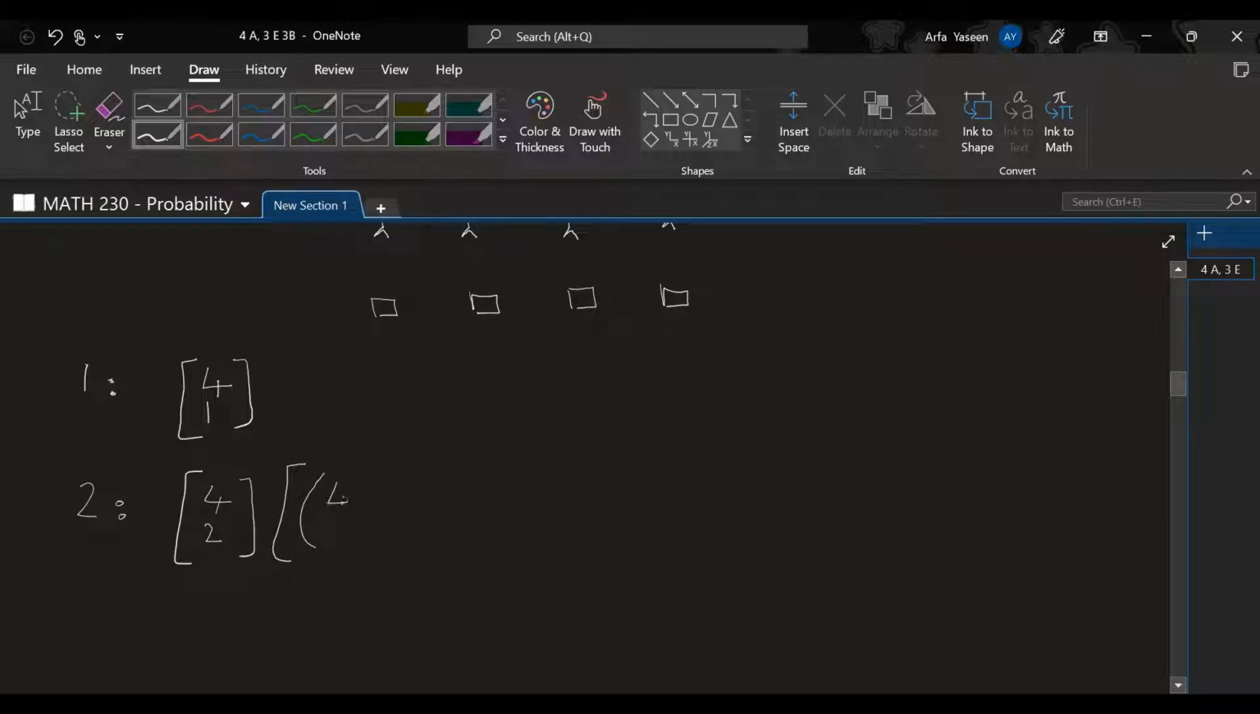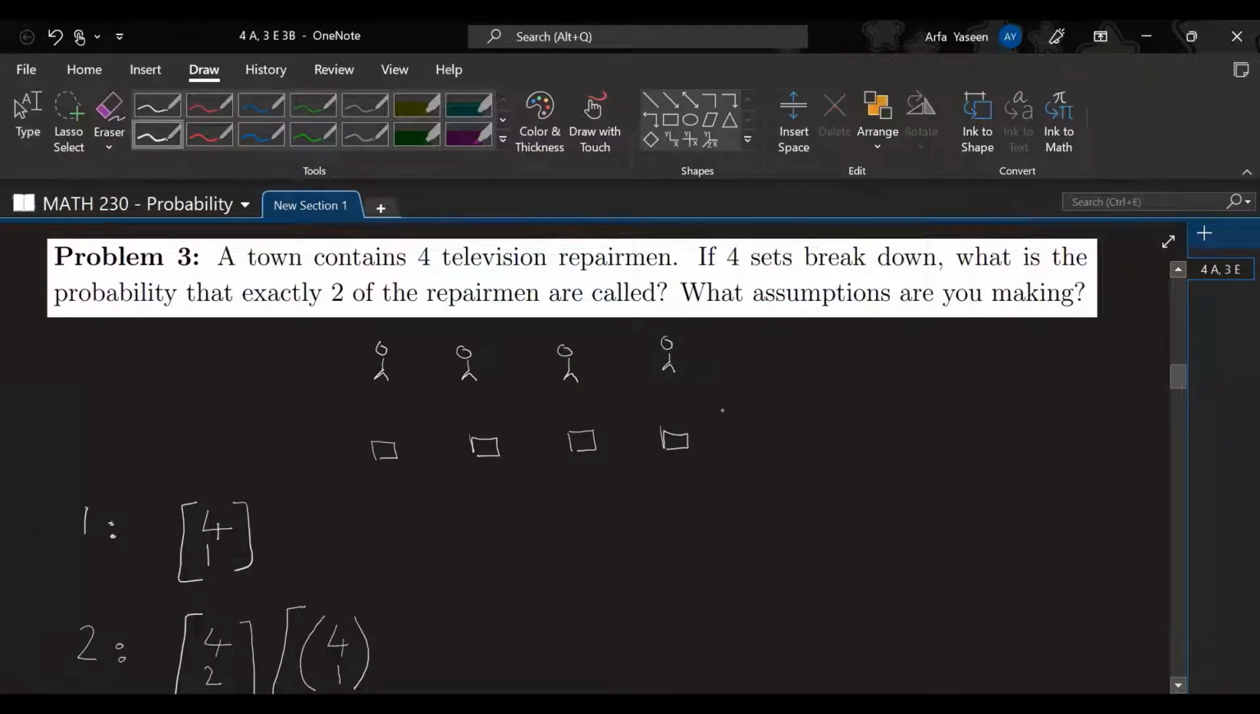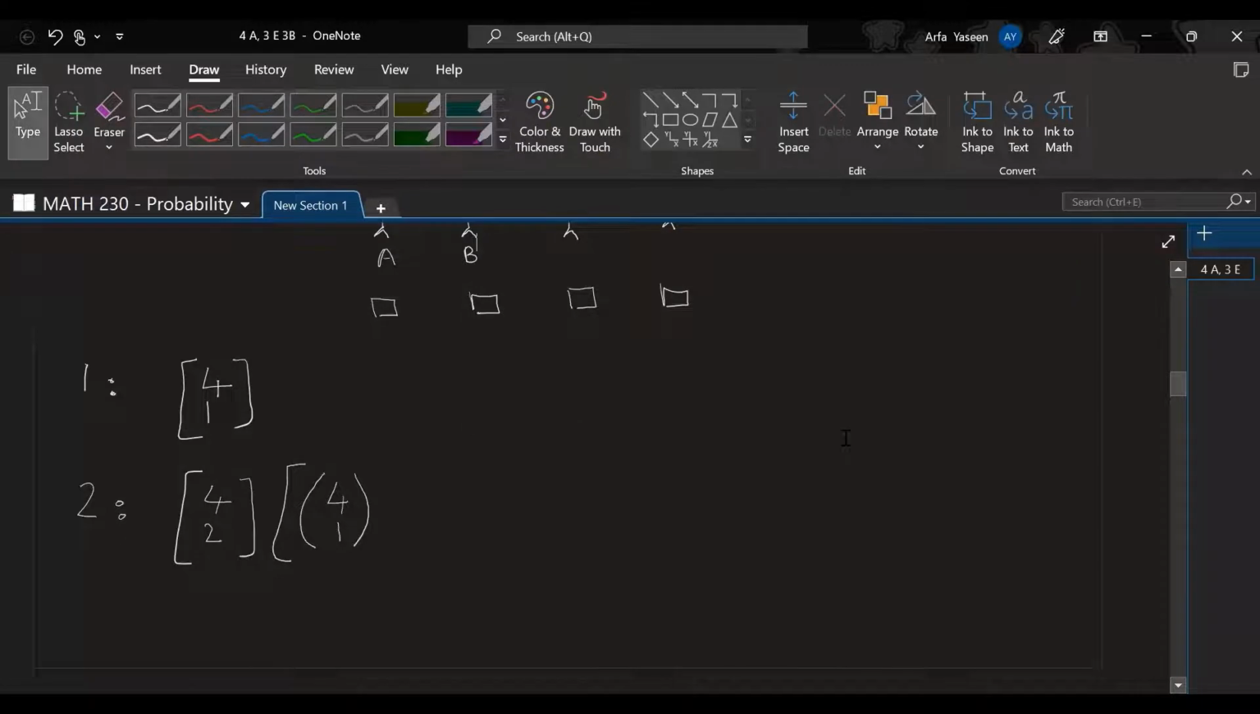It could be that, for instance, let's call this A, let's call this B. It could be that A gets 3 TVs, and then automatically B would get 1 TV set, right? And then it could be that A gets 2, and then the remaining 2 go to B.